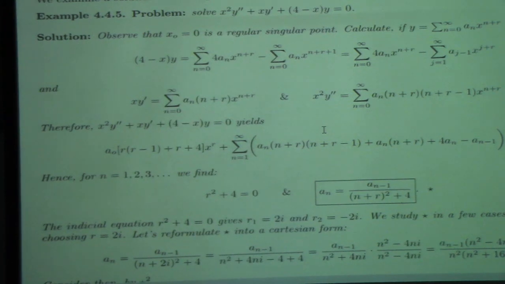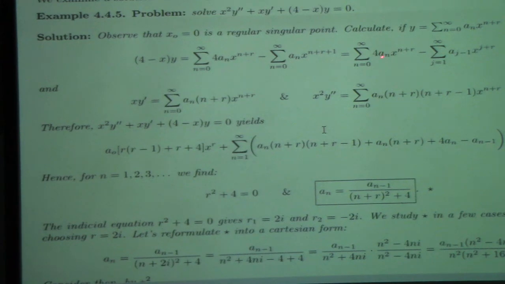Now, what are all these calculations? What am I doing here? I'm plugging in the Frobenius solution, a sub n x to the n plus r, and multiplying (4 minus x) times it. So when I multiply 4 minus x times y, I get 4 times the Frobenius solution. And then over here, notice the plus 1, because it's x times the Frobenius. Otherwise it's the same, but you get a minus. And that gives me these two things.